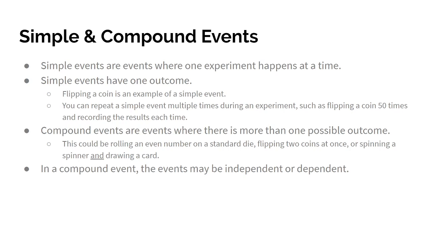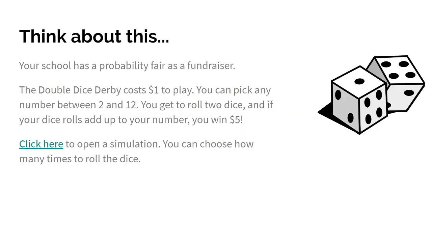But if I'm drawing two cards from the same deck, that might be a little bit different. So let's think about this. Your school's having a probability fair as a fundraiser. So you decide you want to play the Double Dice Derby. It costs $1 to play. You bet on a number between 2 and 12. You then roll 2 dice, and if you roll the sum of the number that you bet on, then you win $5. So I'm going to bet on the number 5.